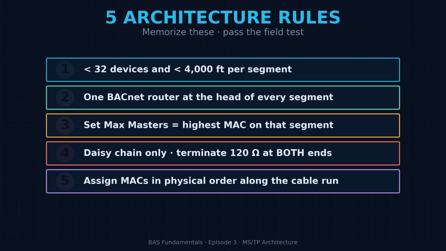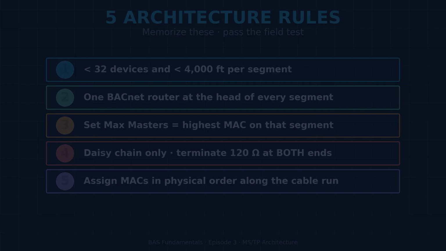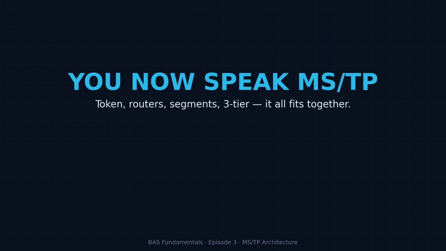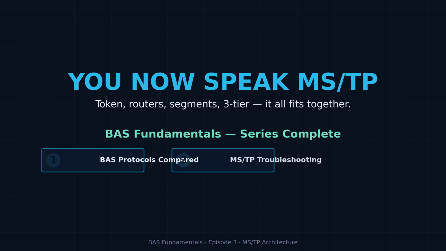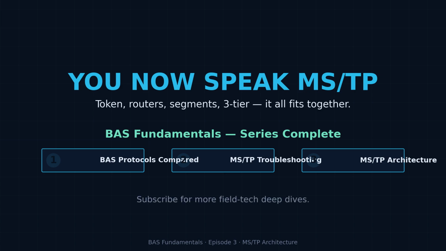5. Assign MAC addresses in a logical order, say left to right along the physical cable run, so the next technician can find them. Master this structure and you can read any BACnet MSTP site drawing in minutes. You know where the token is flowing, where the routers live, and how data moves from a temperature sensor on a VAV box all the way up to the cloud.